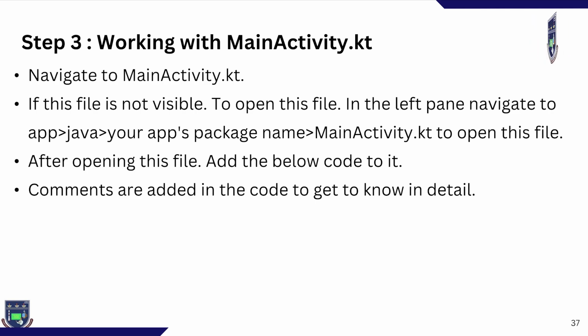So, next we will move to the third step. The third step is about working with the MainActivity.kt. Here we have to navigate to MainActivity.kt. If this file is not visible, to open it in the left pane, navigate to the app, then select the kotlin folder, not Java, then your application package name, and then MainActivity.kt will open.